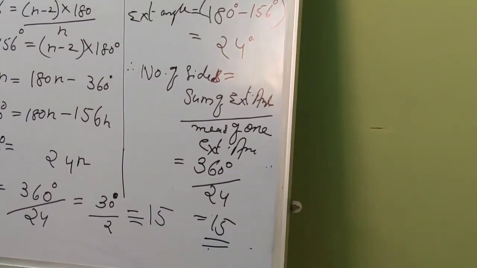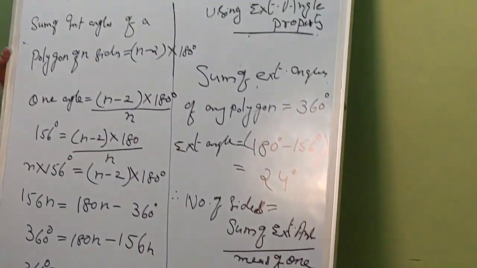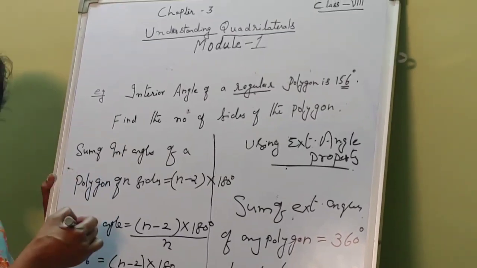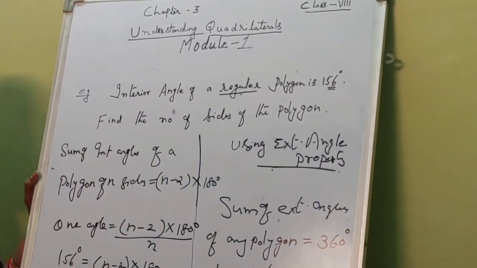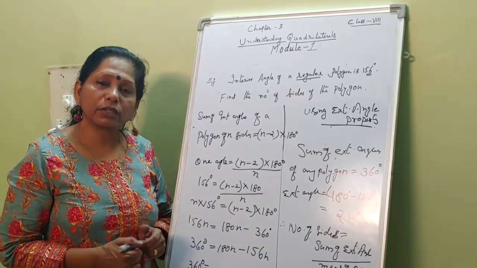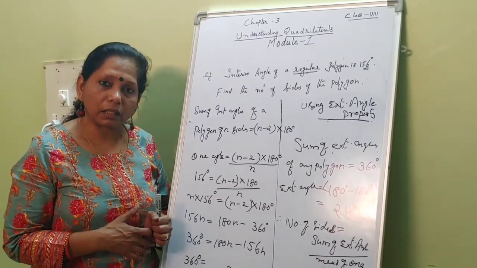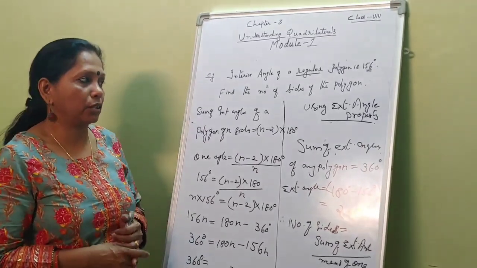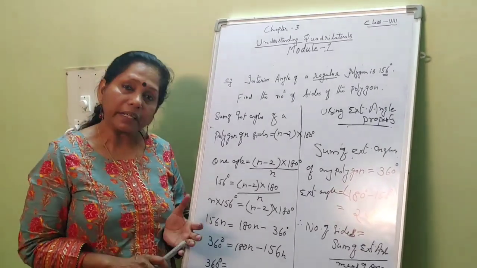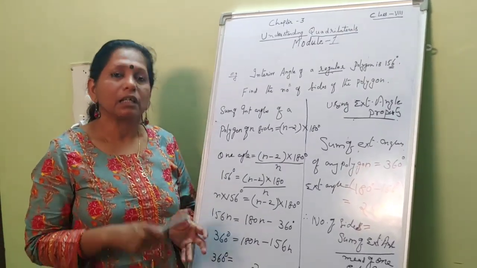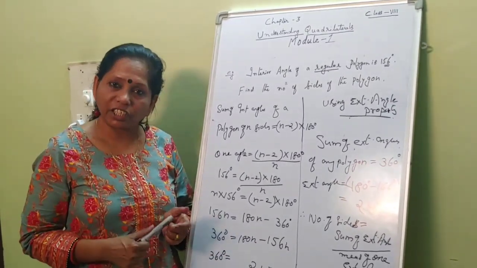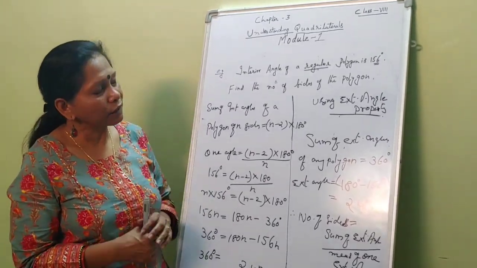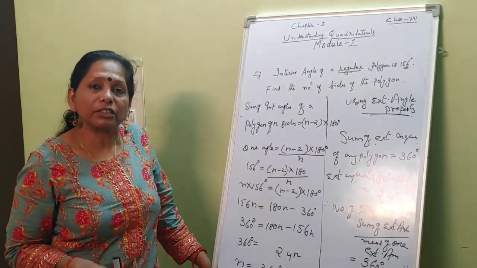So students, you can find the number of sides of a polygon with any of these methods. Either use the interior angle property or the exterior angle property. Hope students, you understood the concept. Let us recapitulate what all we have learned today. We have learned to find number of sides, number of angles, sum of exterior angles, sum of interior angles, and number of radii. Hope you have understood today's lesson.